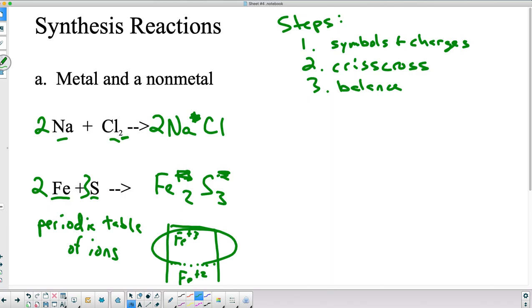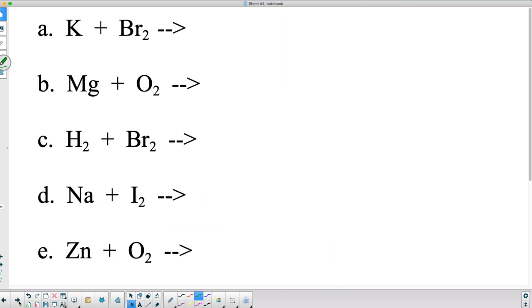Now let's do a couple examples so I can show you what's going on, because there is a little bit more confusing part. That is part number 2. So let's take one quick look at part 1, where we have the symbols already given to us on the left-hand side. So letter A is exactly like one of the other ones. So I'm gonna skip letter A and go right to letter B. Letter B for symbols and charges looks like this. Step 1 is to write the symbols and charges.